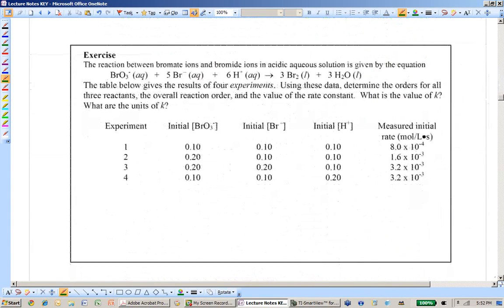All right, this one's more exciting. Change color. The reaction between bromate ions and bromide ions in acidic aqueous solution is given by this equation. The table below gives the results of 4 experiments. Using these data, determine the orders for all 3 reactants, the overall reaction order, and the value of the rate constant. So what is the value of K, and what are the units of K?